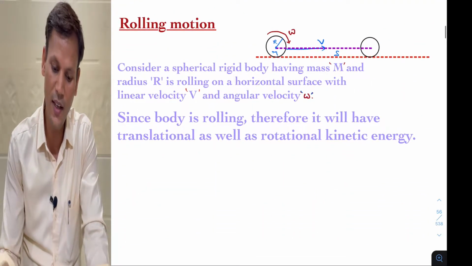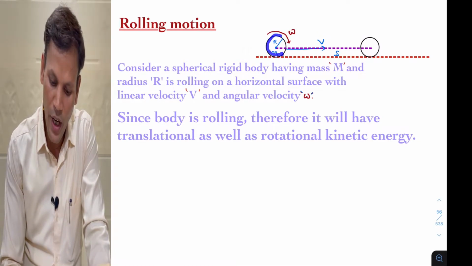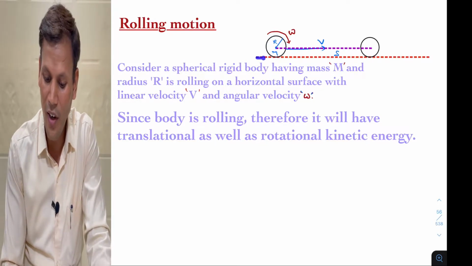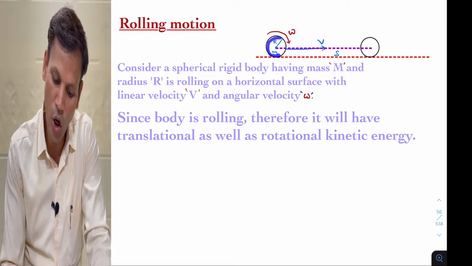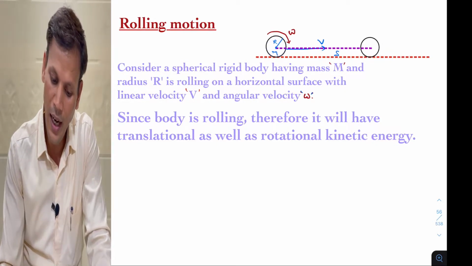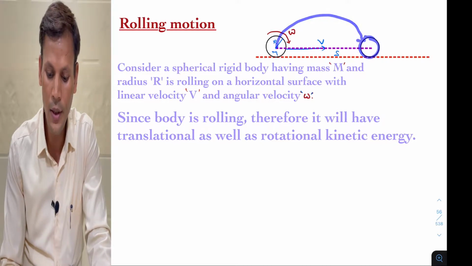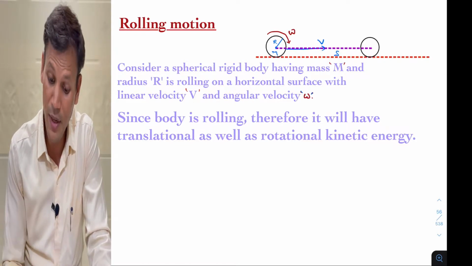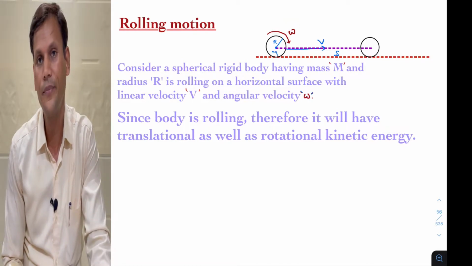हॉरिजॉन्टल सरफेस से हम लोग स्टार्ट करेंगे. Suppose any body is moving, not moving but we can say it is rolling on a horizontal surface. This is the horizontal surface and initially the body is at this position and it is rolling with angular velocity omega and it reaches this position. So it attains some distance, that is s, displacement we can say, and its angular velocity is omega.